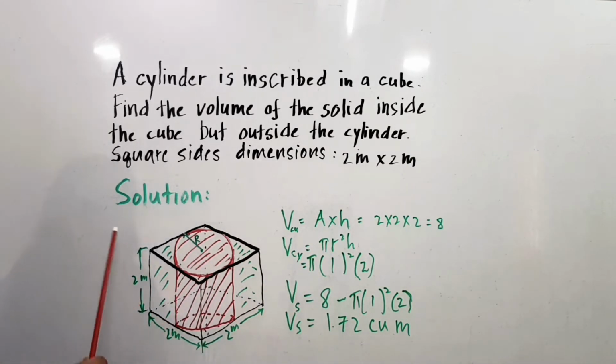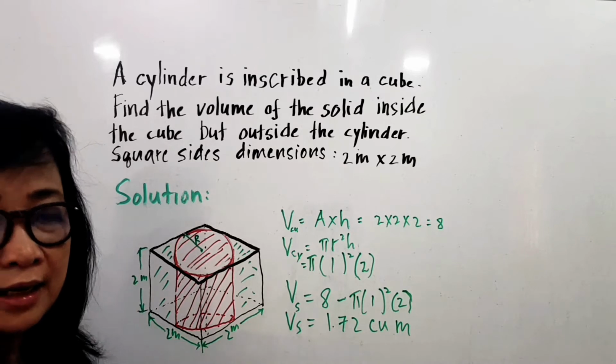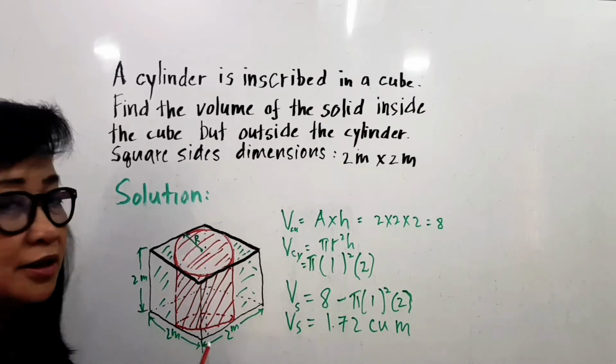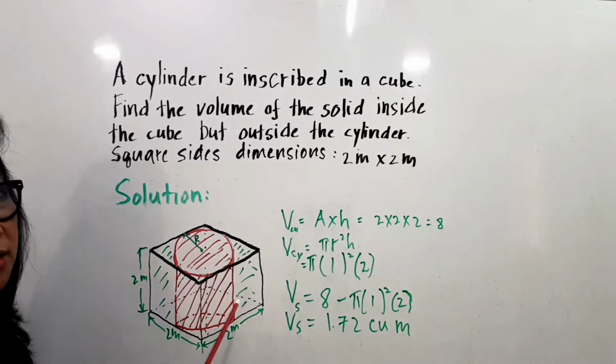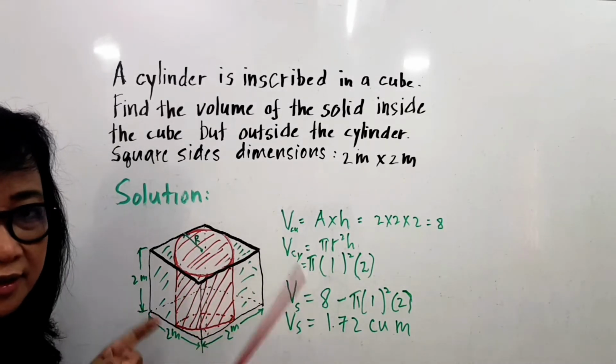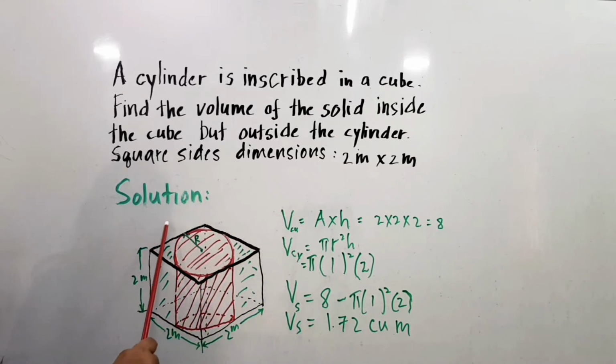So ngayon, ginawa ko itong rough sketch niya. Ito yung cube. Ang cube meaning it consists of 6 equal squares. So, of course, the dimension of a square must be, the sides are equal. So, kung meron ditong dimension ng square which is 2 meter by 2 meter, that means ang sides din dito, the height ng nitong cube is 2 meter.